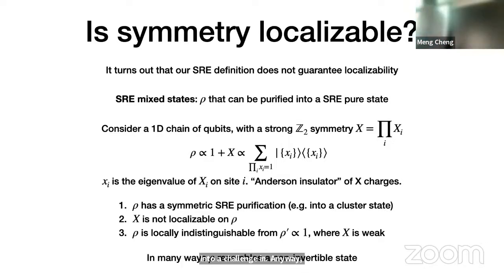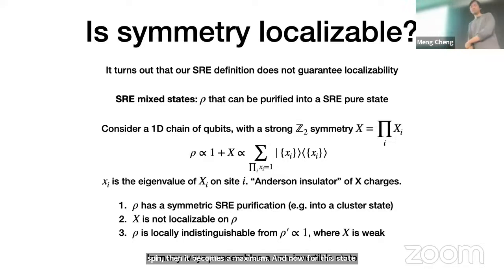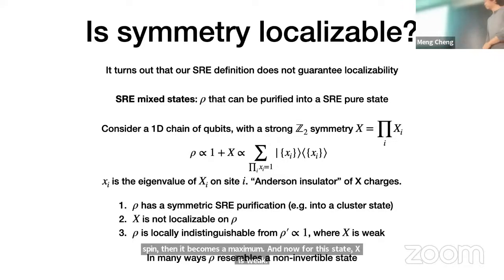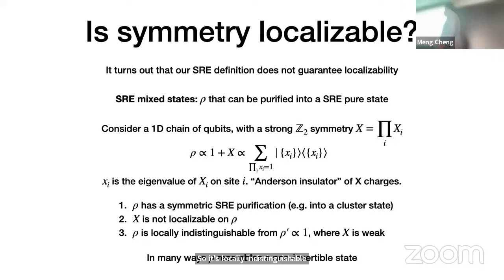Anyway, there's a third feature that's somewhat interesting: rho is locally indistinguishable from just the maximally mixed state. If you look at any region in the system, you just have random X charge and no conservation of charge anyhow. Another way to say this is that if you take out one spin, then it becomes a maximally mixed state. And now for this state, X is weak. So it's locally indistinguishable from a state with only weak symmetry.